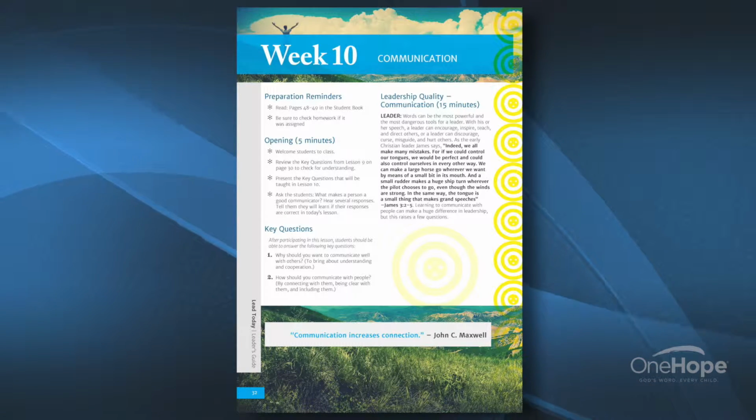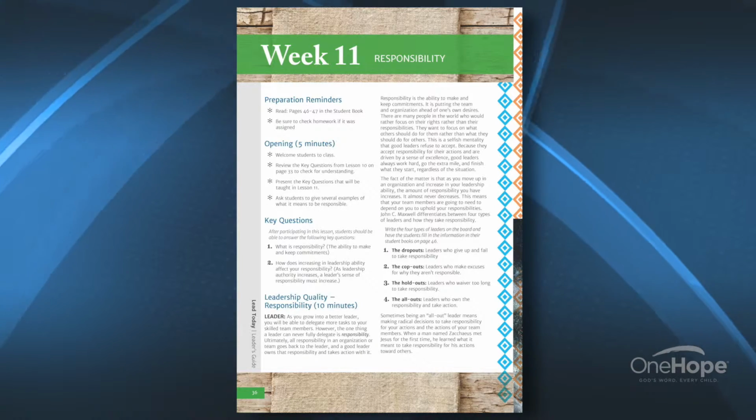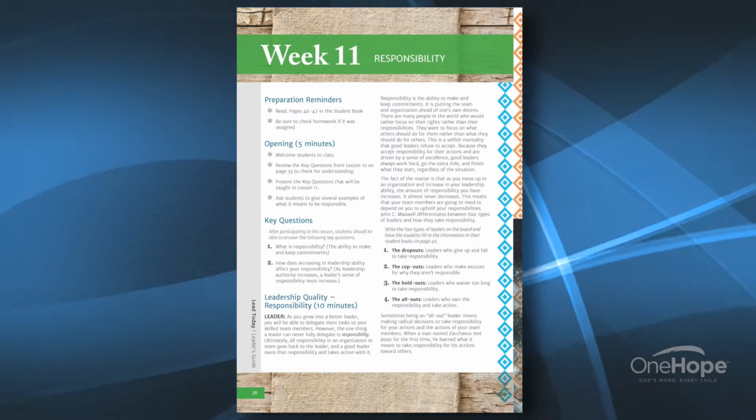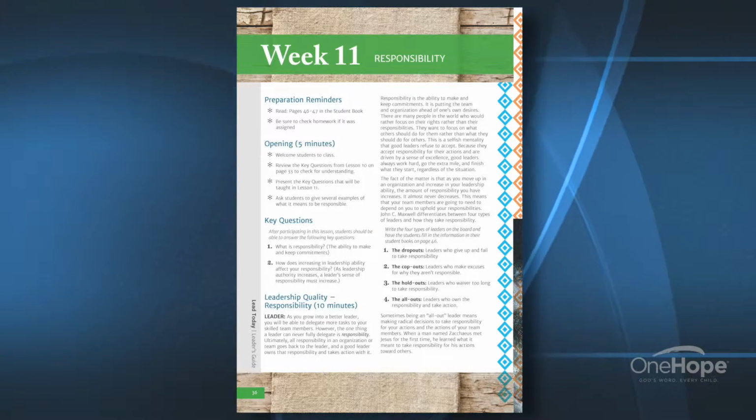In lesson 10, we'll talk about communication. Communication is the best way to bring about understanding and cooperation. We should communicate with others by connecting with them personally, being clear in our speech, including them in our conversation. In lesson 11, responsibility is the topic. Responsibility is the ability to make and keep commitments we make. Responsibility increases with leadership.